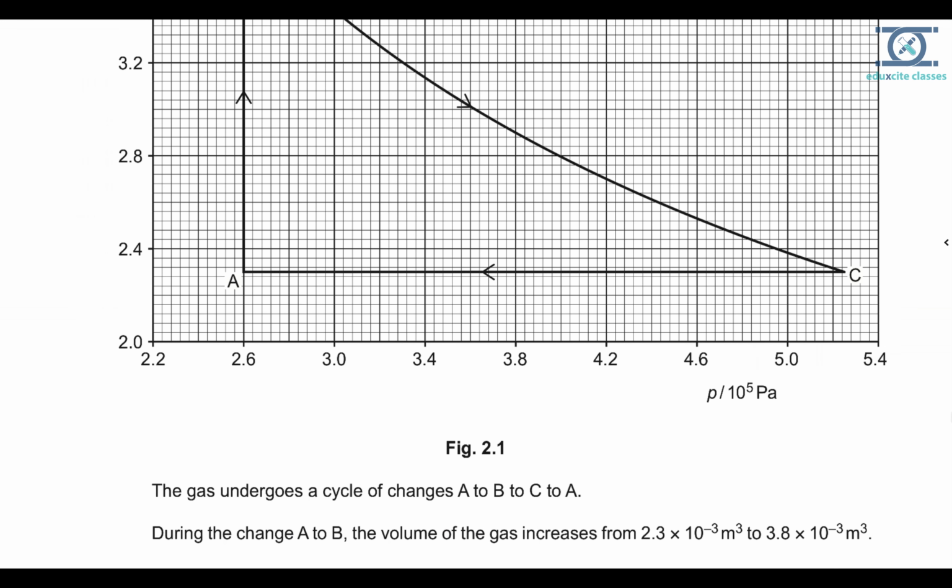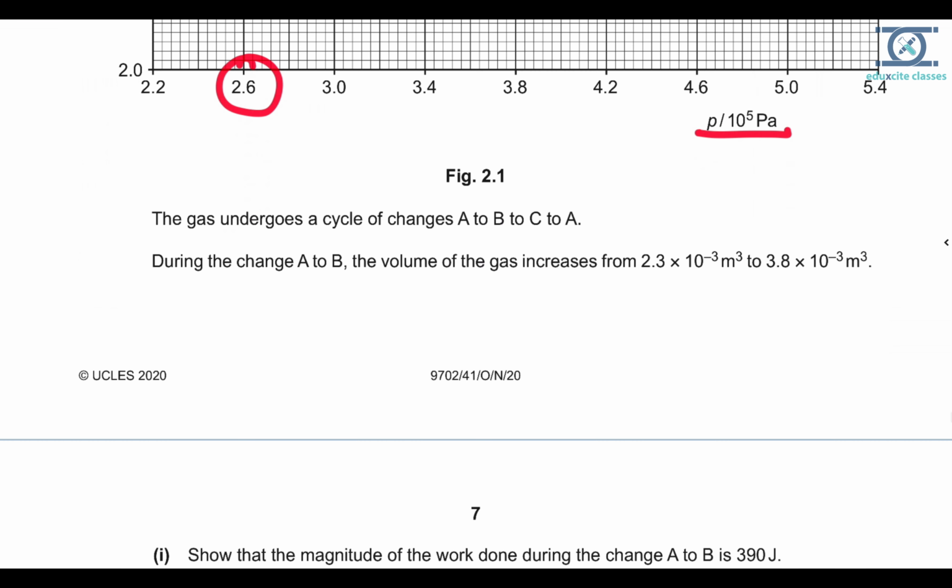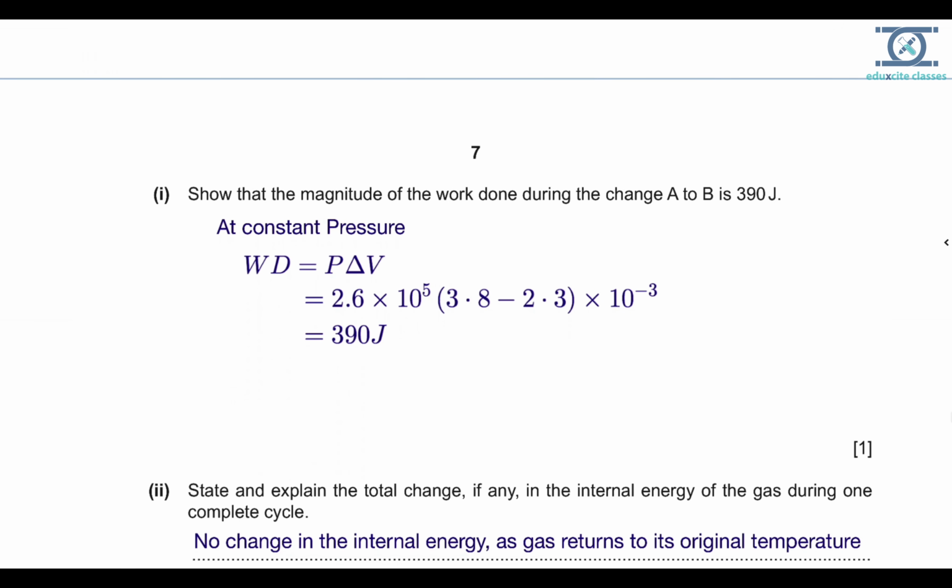which from A to B is 2.6 into 10 raised to power 5 times the change in volume, that is the final volume minus initial volume, into 10 raised to power minus 3. So we calculate and we get 390 joule, that is of 1 mark. So applying the formula and showing it is of 1 mark.